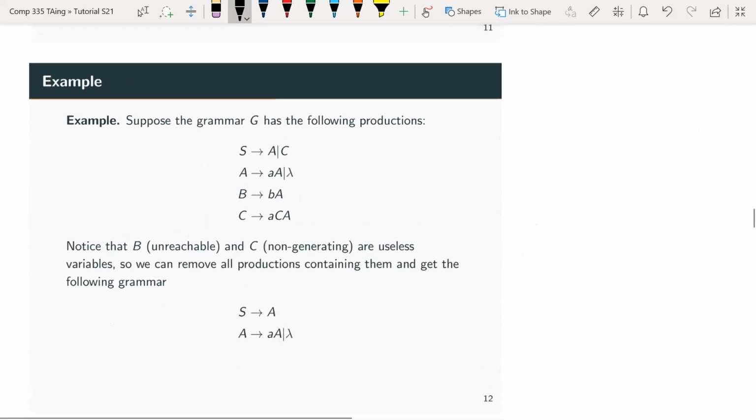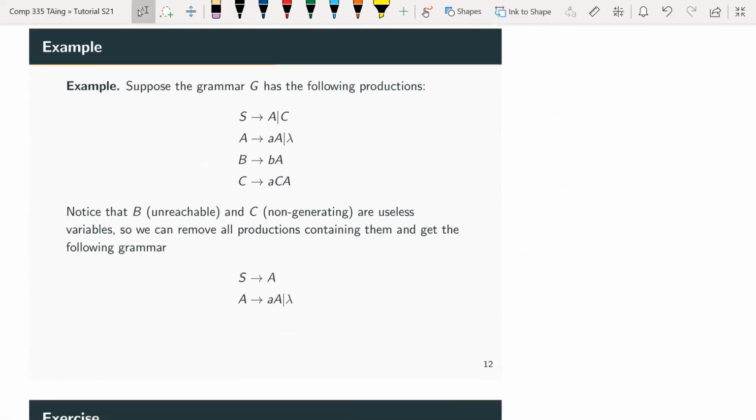So to illustrate this, let's look at an example. So I have the following grammar G, and I want to remove all useless productions, right? So I want to remove all non-generating productions first. So what are the non-generating productions? Well, to determine this quickly, you can check if each of your variables points to a terminal or points to a variable that can lead to a terminal.